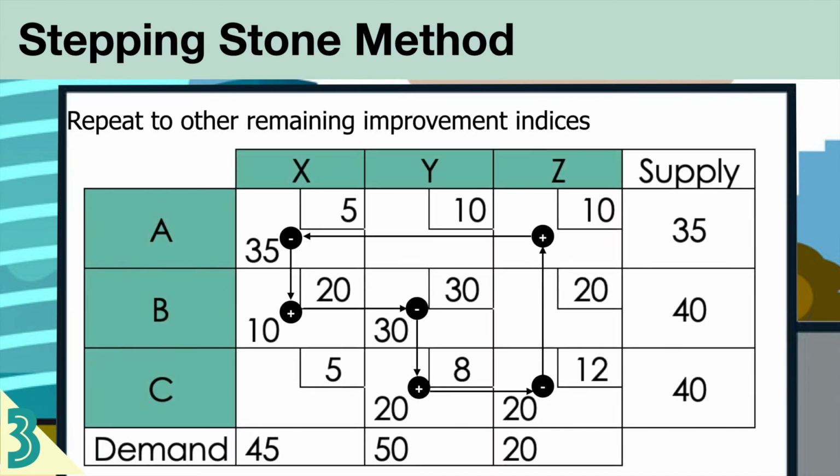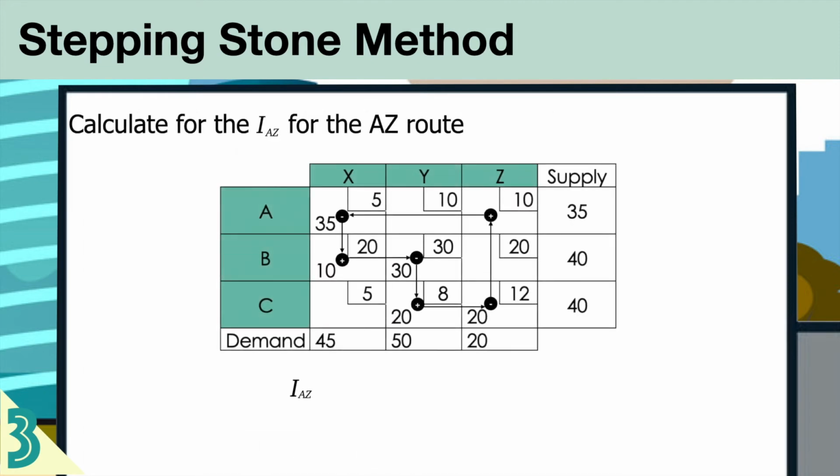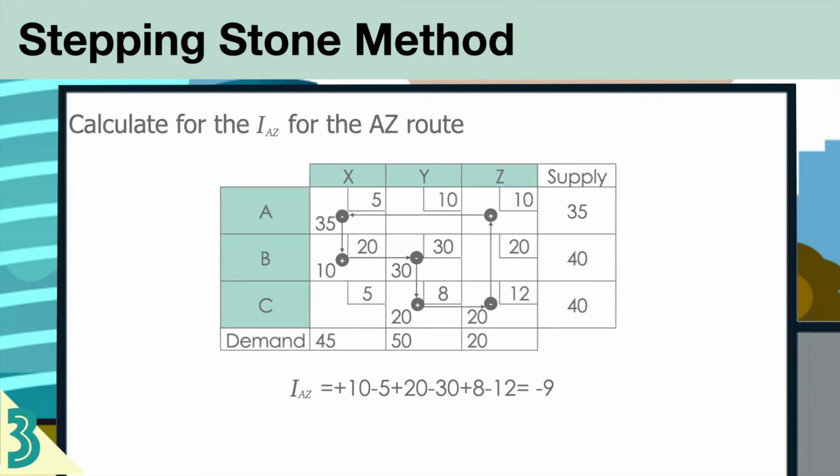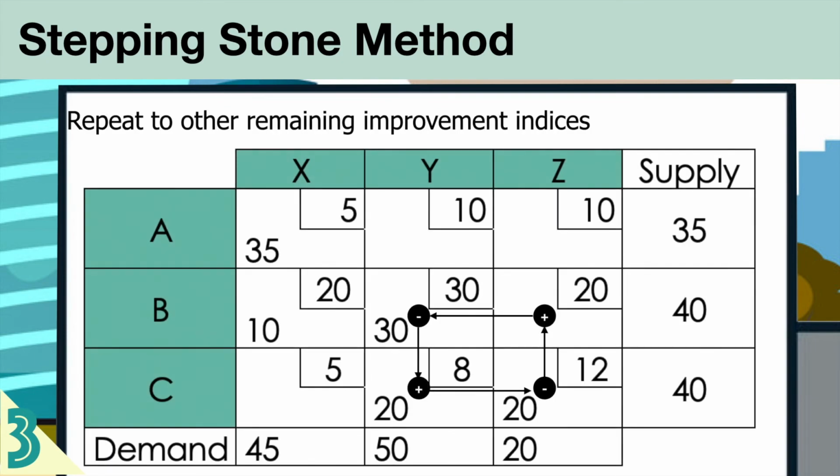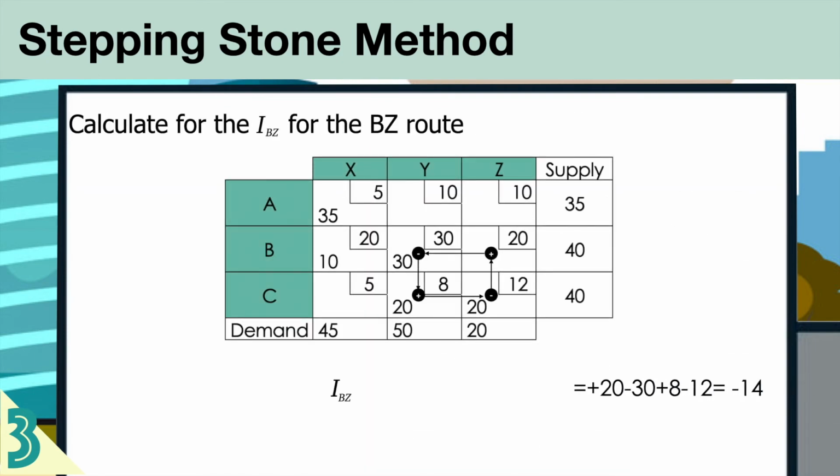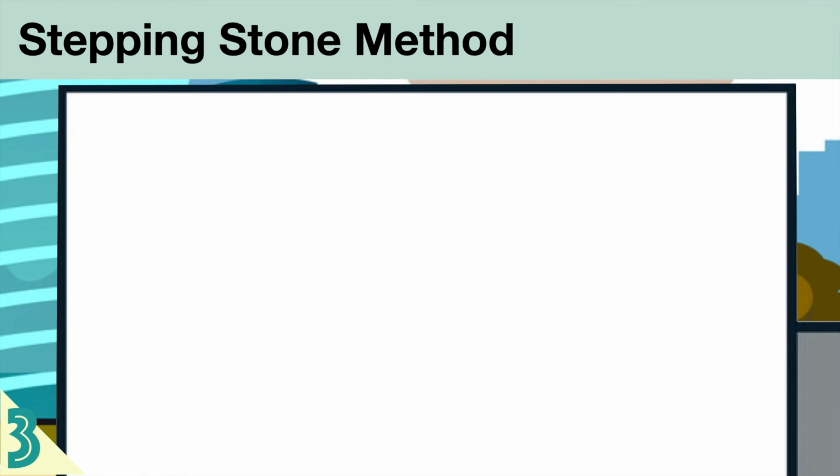Next is AZ, and here is the closed path that it formed. Again, we are only allowed to trace paths with used squares. Calculate the improvement index for AZ, and we will get -9. Next is BZ, and here is the closed path that it formed. 20 minus 30 plus 8 minus 12 is -14.